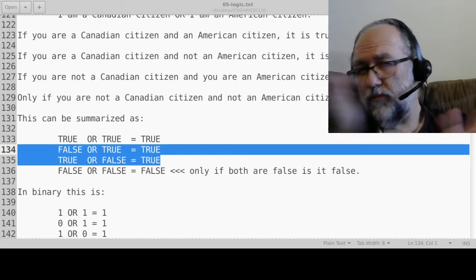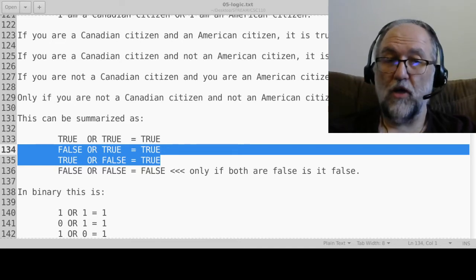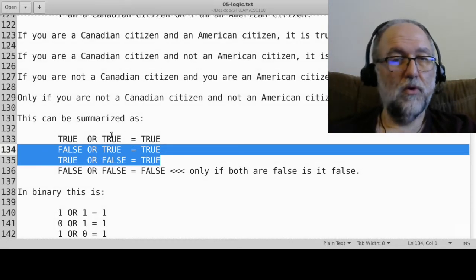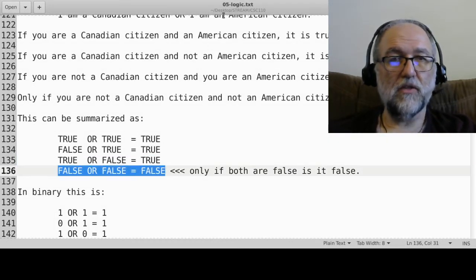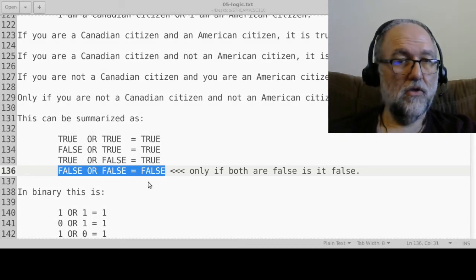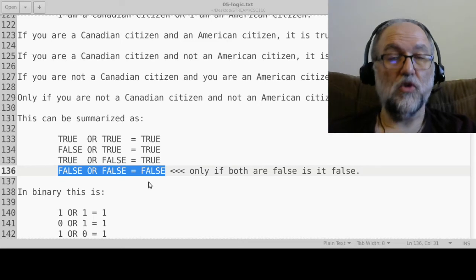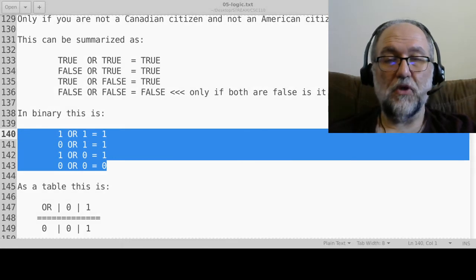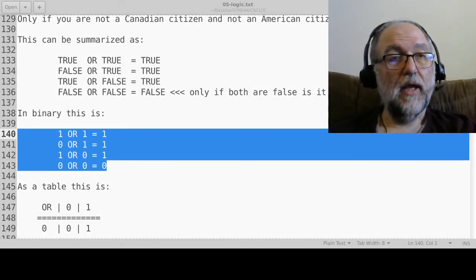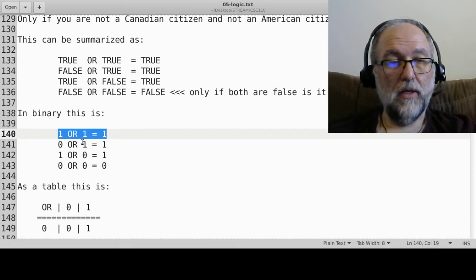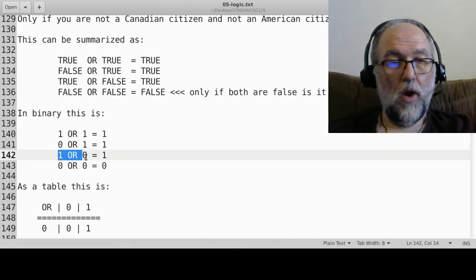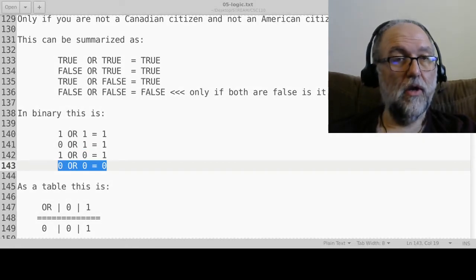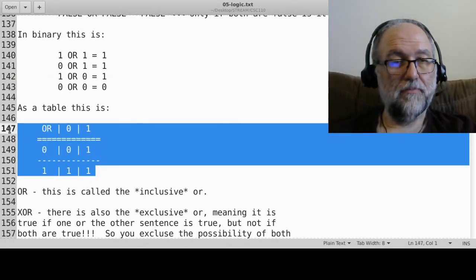So if one is false and the other is true, in either order, you're still going to get true. So false or true is true, and true or false is also true. The only way you're going to get false is if both sentences are false. So false or false yields false. Okay, there you go. So this is in terms of the words true and false. But if we replace that in terms of binary, where 1 represents true and 0 represents false, then you can write this: 1 or 1 is 1, 0 or 1 is 1, 1 or 0 is 1, 0 or 0 is 0. So that is another operator, or.